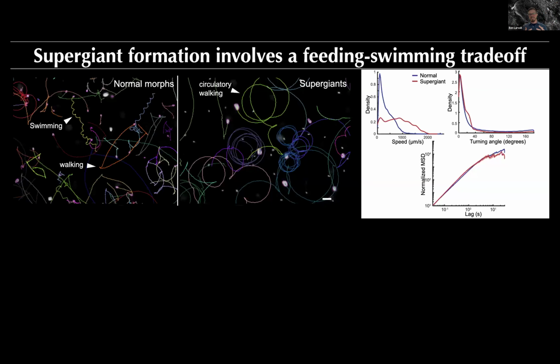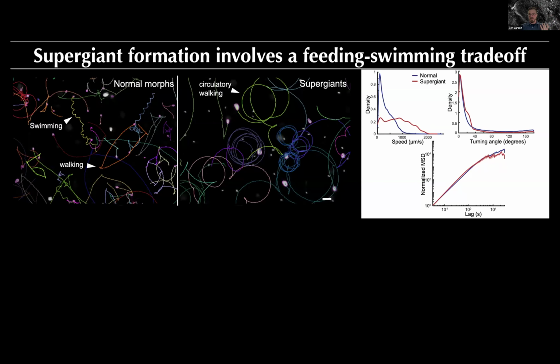So of course, the supergiants exhibit this cannibalistic feeding, but the movement patterns of the cells are actually quite different when you compare them to normal morphs. Here in these different colors are just trajectories of cells freely behaving in a flask. With the normal morphs, you can see this diversity of different walking movements. These straighter lines are walking movements, and these little curly cues actually correspond to helical swimming of the cells. So Euplotes, I study mostly the walking behavior, but they're quite good at swimming as well.